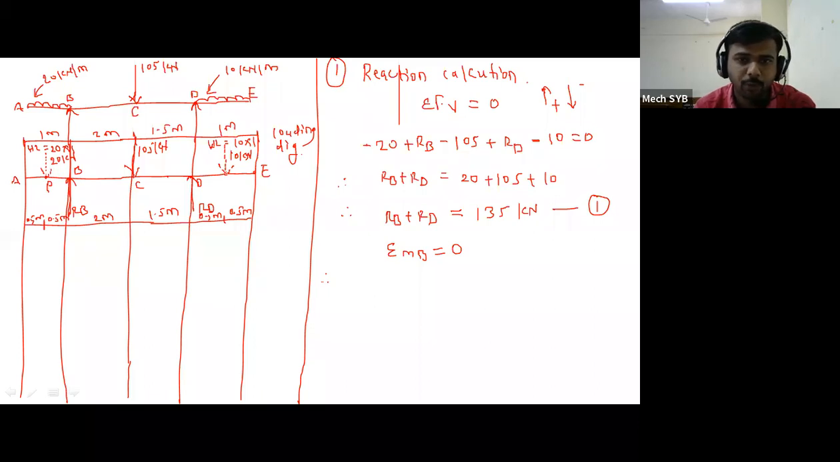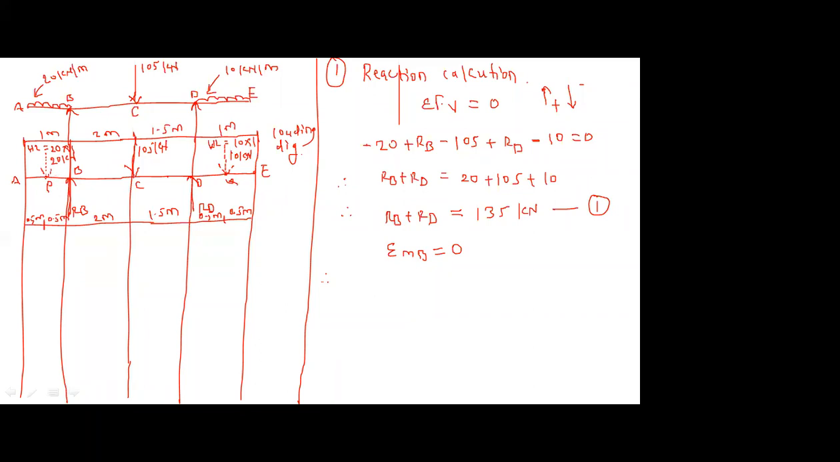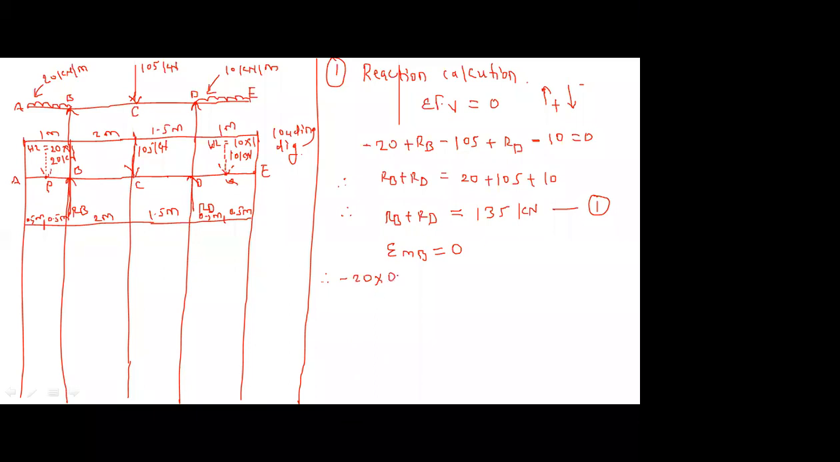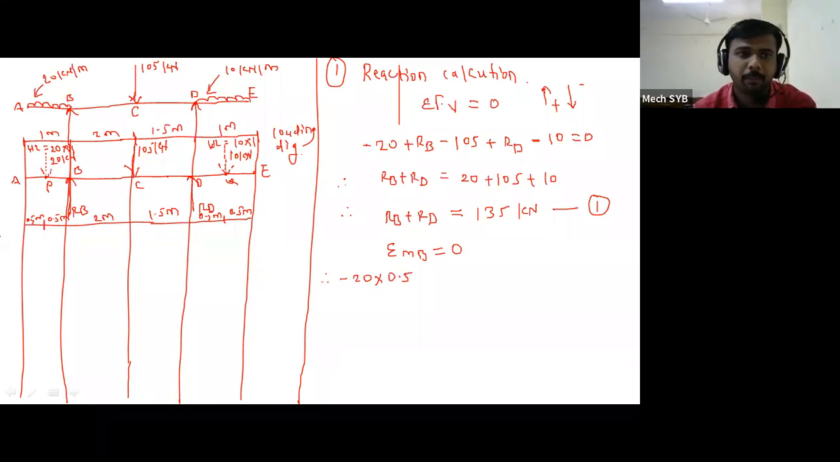That UDL we have converted into a point load, that is point P. And the other UDL we converted into a point load at point Q. Now resolve this particular UDL point load towards point B. Tell me whether it is rotating anti-clockwise or clockwise. Anti-clockwise. See, this point P, if we resolve it towards point B, it is rotating anti-clockwise. Therefore minus 20 into distance 0.5. Then the reaction at point B we cannot take, because there we considered 0.